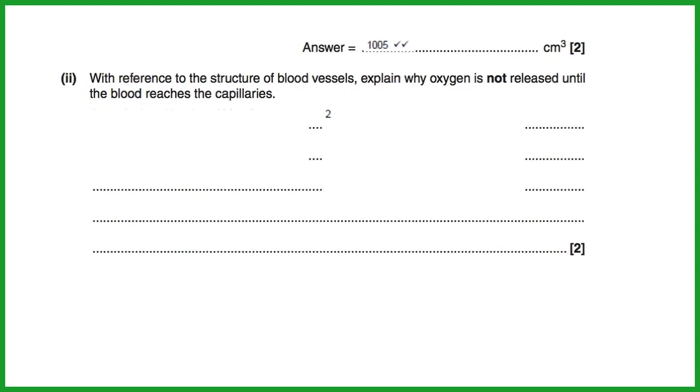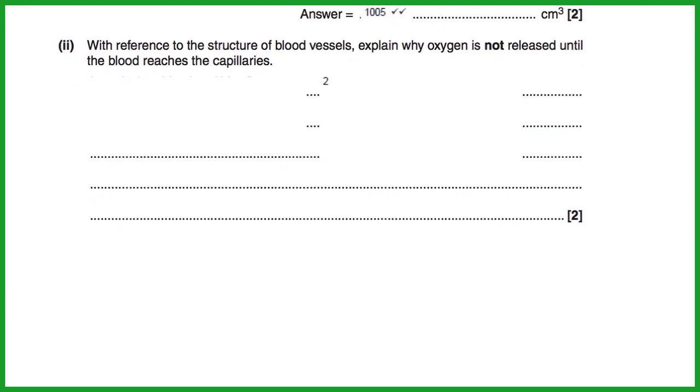With reference to the structure of blood vessels, explain why oxygen is not released until the blood reaches the capillaries. So, with reference to the structure of blood vessels, think about the fact that a capillary is only 1 cell thick, a very thin epithelial cell. And that gives you a very short distance for the diffusion of oxygen off the hemoglobin into the tissues, where there's a lower partial pressure of oxygen because the oxygen is being turned into water.